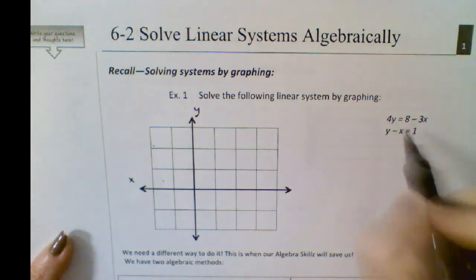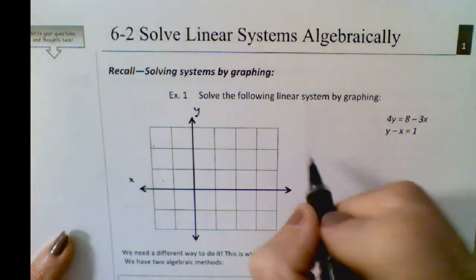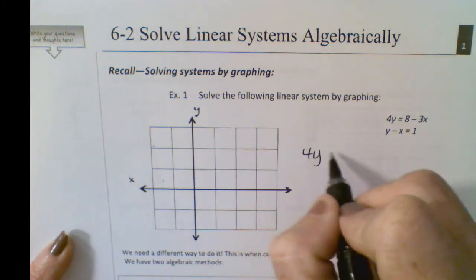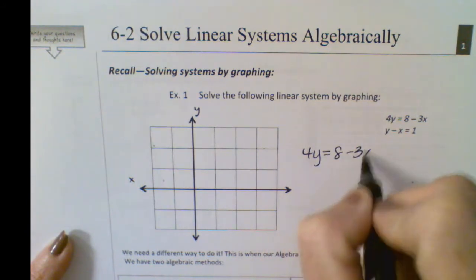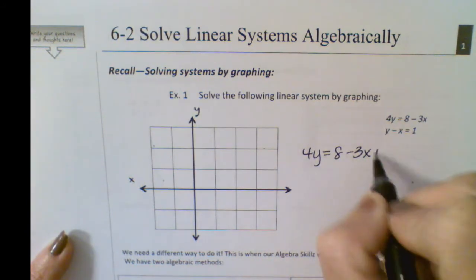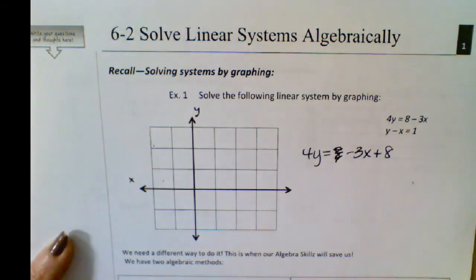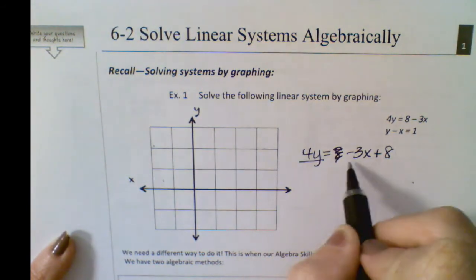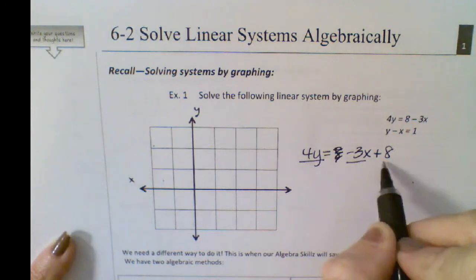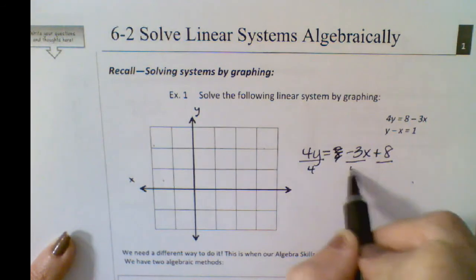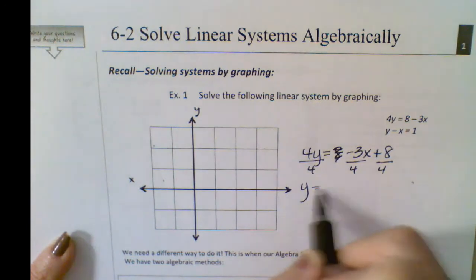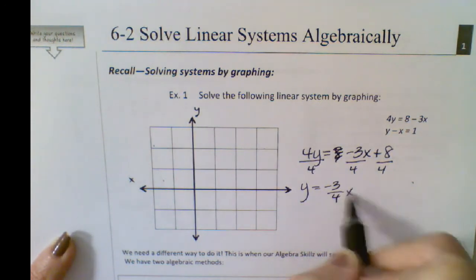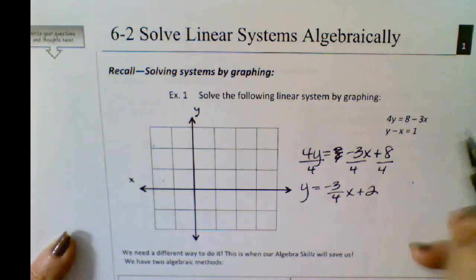We're going to flip both of these into slope-intercept form. I'll take that first equation, 8 minus 3x. I'm going to move those around so my negative 3x is coming first. Then, Ray, what do I need to do? Divide everything by 4. So I get y equals negative 3/4 x plus 2. That's one of my equations.